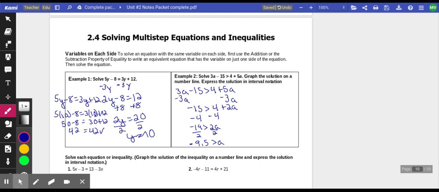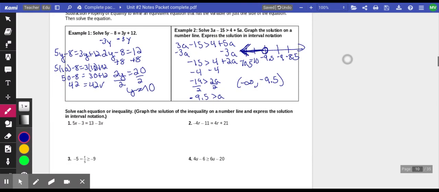Then it says to graph it on a number line. So negative 9.5. I always put my answer in the middle and then work left and right. Negative 10, negative 10.5. It's an empty circle on negative 9.5 because it's only greater than. But a is less than negative 9.5 if I read that. So a goes this way. And then using interval notation, that goes from negative infinity to negative 9.5. And they're both parentheses because it's not equal to, and infinity always gets a parenthesis.